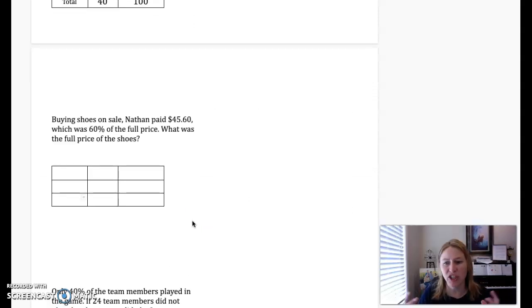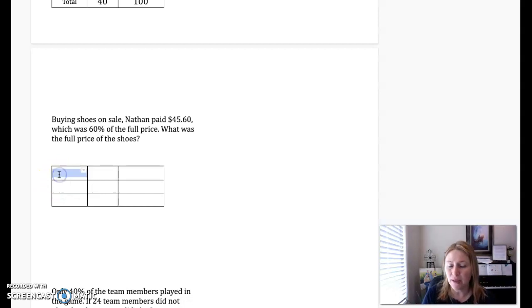these math problems you're going to see forever. You're just going to see something like this over and over and over. We always want to know what the full price was when we give you a discount price. We want to know how much the discount was. We want to know what the total, what the percent is. So this little method of just writing it out really helps us.